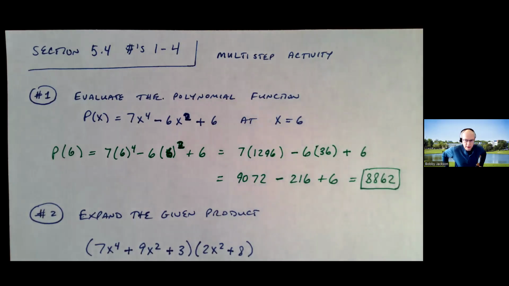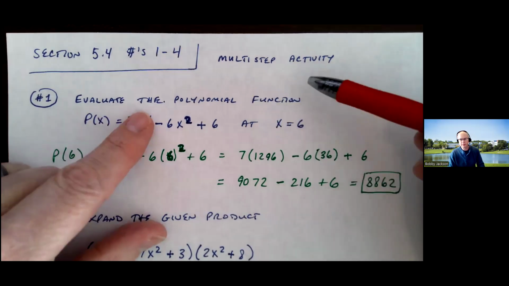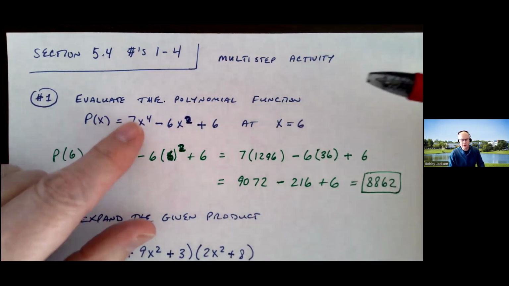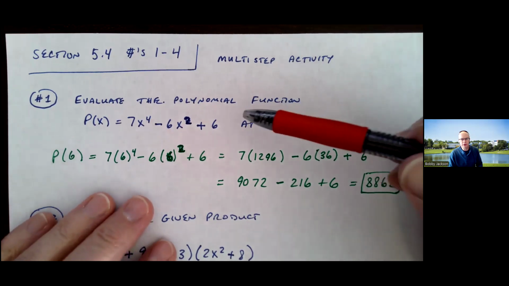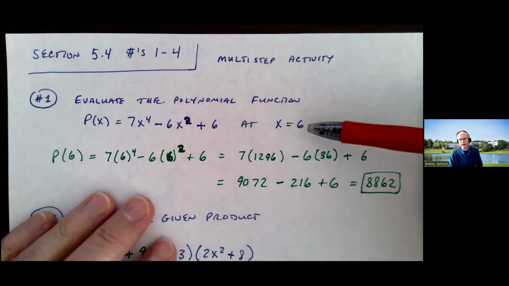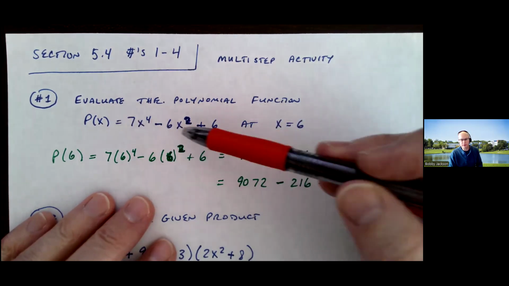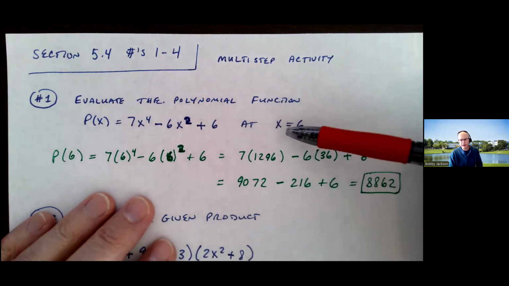Okay, we're going to take a look at numbers 1 through 4 in section 5.4. They're kind of a multi-step activity. First three are pretty straightforward. In the first problem, you're going to just evaluate this polynomial function at x equals 6. Again, your polynomial function might be slightly different, different coefficients, different value of x.